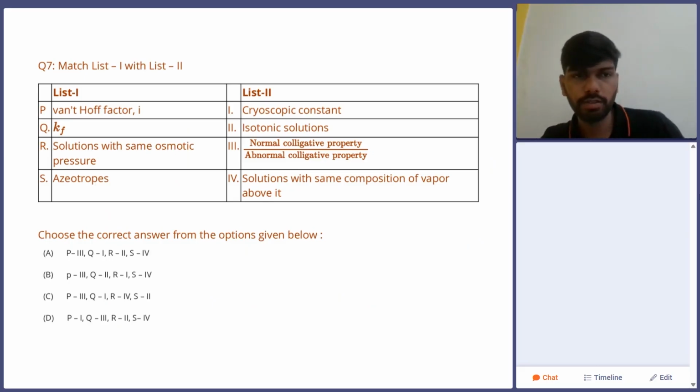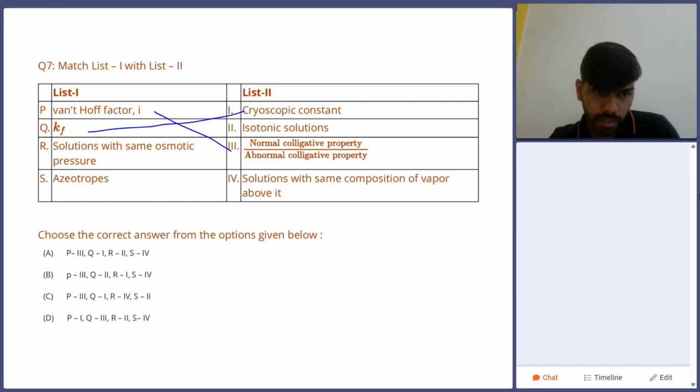Next question is to match the van't Hoff factor with normal colligative property and abnormal colligative property. Kf is the cryoscopic constant. Then we have P3, Q1. Our solution with the same osmotic pressure is isotonic. An azeotrope solution has the same composition as the vapor above it. So the right answer is option A.